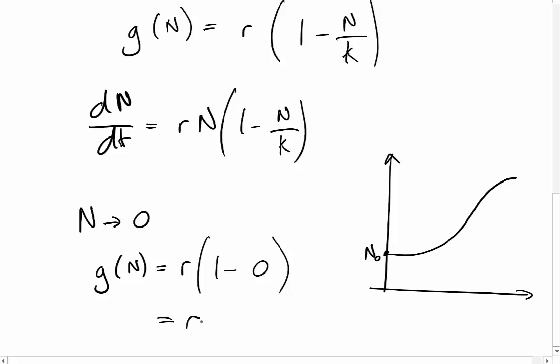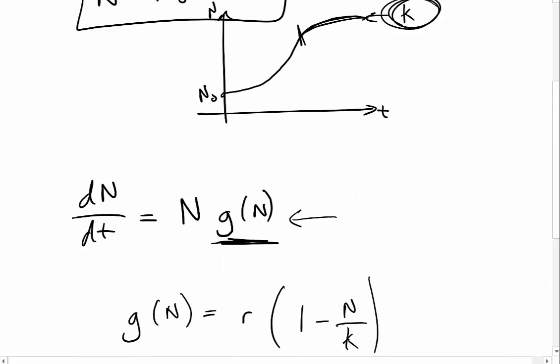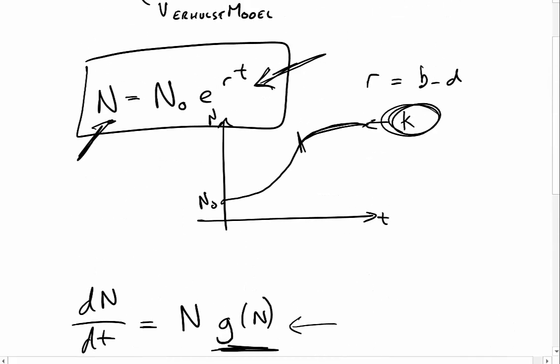So in other words, what we're saying is that as n goes to 0, so our population is becoming smaller and smaller, then we can just use this population model. That's absolutely fine. It's going to be exactly the same population model if n goes to 0.